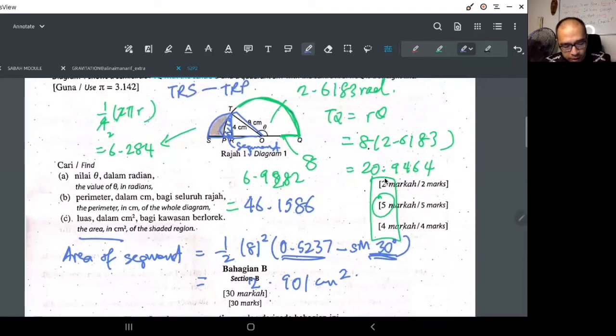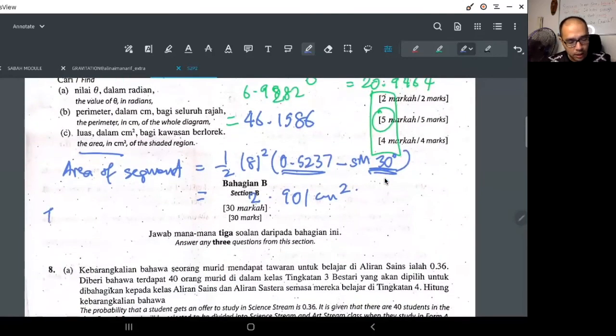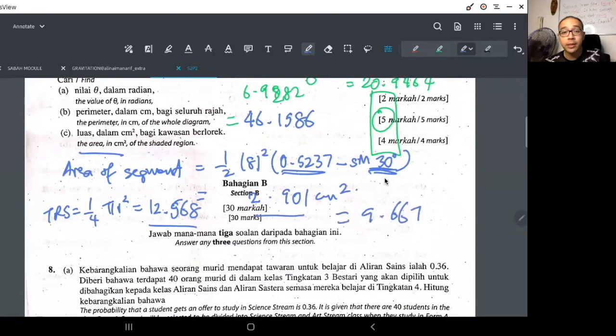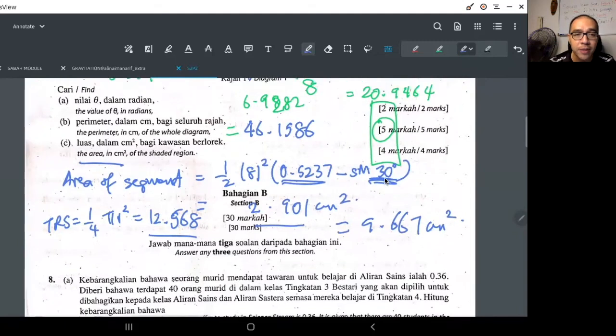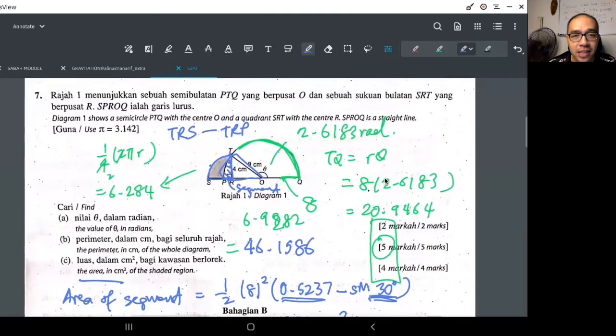So if you want to find the area of TPS, you find the area of TRS. TRS will be 1/4 pi r squared, but the r is 4. So this will give you 12.568. Subtract this and you'll get 9.667 centimeter squared. Sorry, I'm rushing through this because I really want to finish at least section A, but also because we've already covered a circle question.